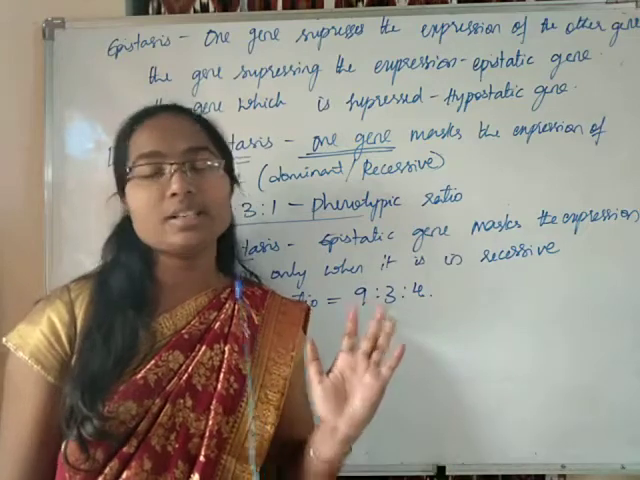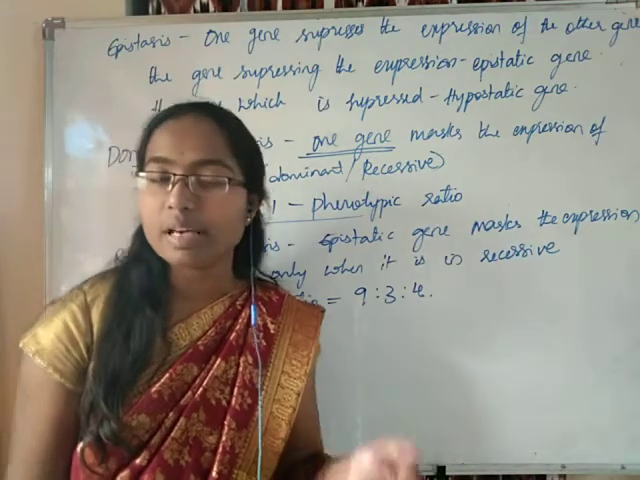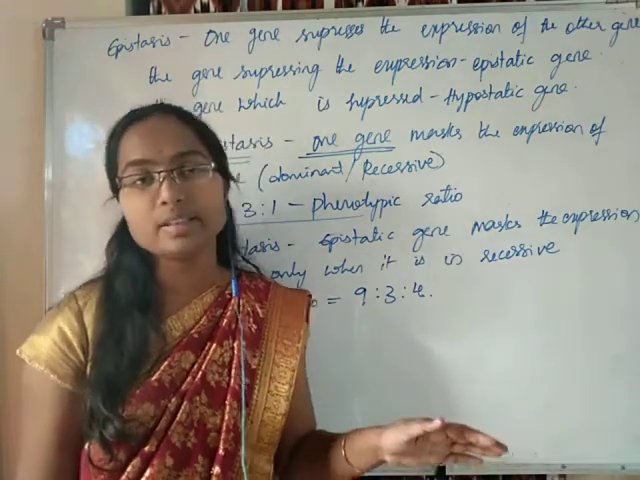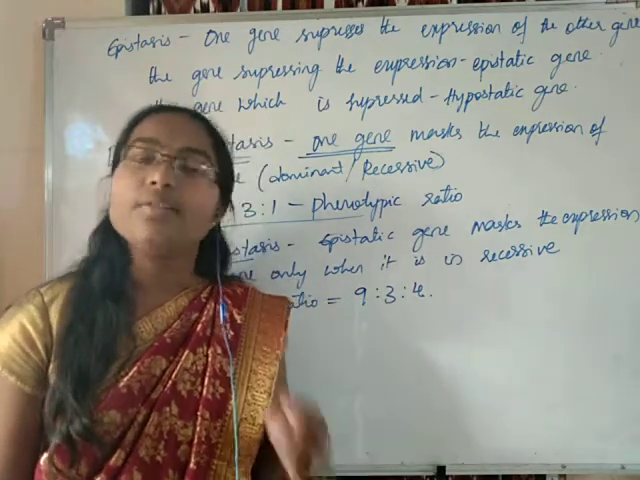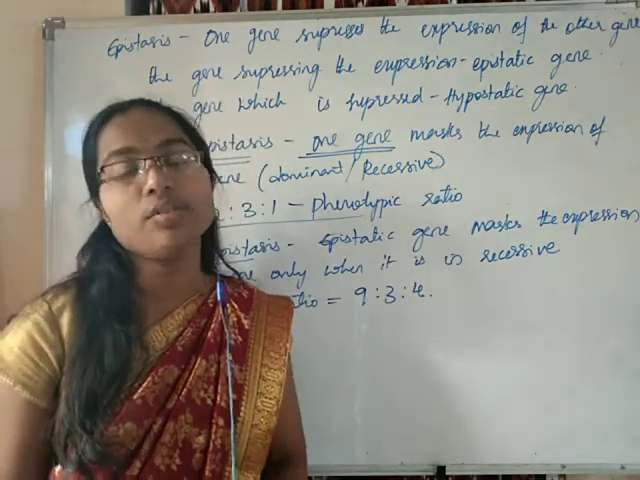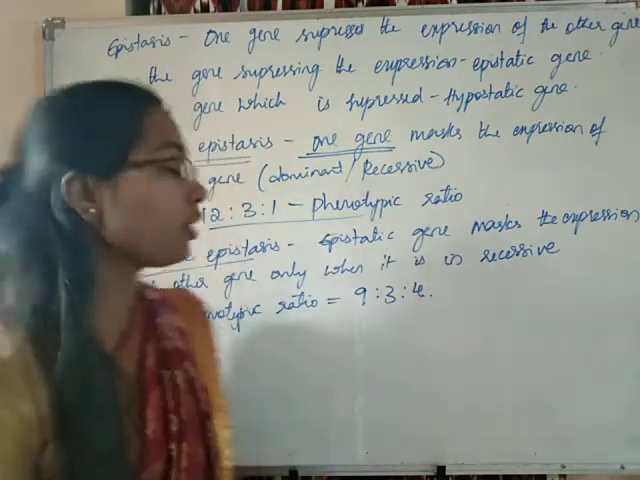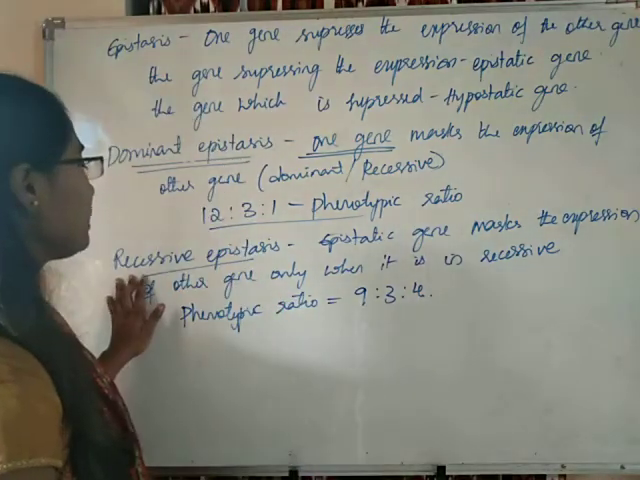When this epistatic gene is in dominant condition, it will mask the expression of the other gene. Whatever the condition of the other gene may be, it may be either dominant or recessive. The epistatic gene, if it consists of a dominant allele, will definitely mask the expression of the hypostatic gene. Okay. Then we have recessive epistasis.